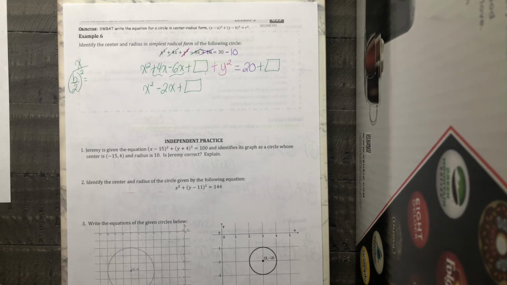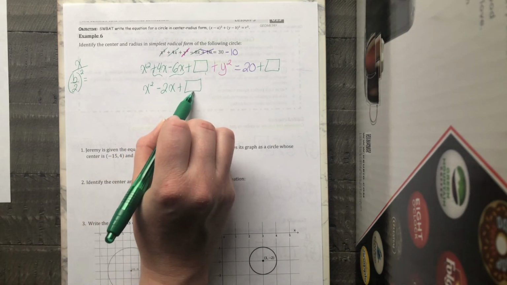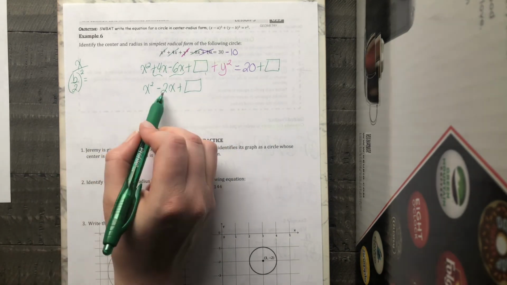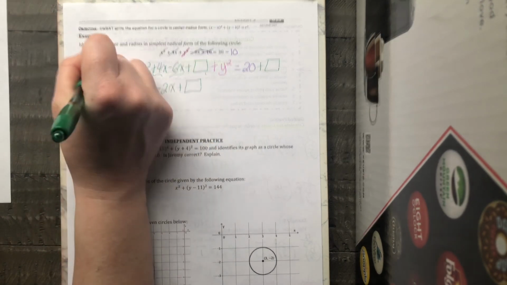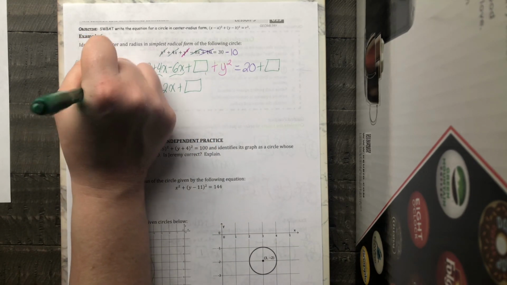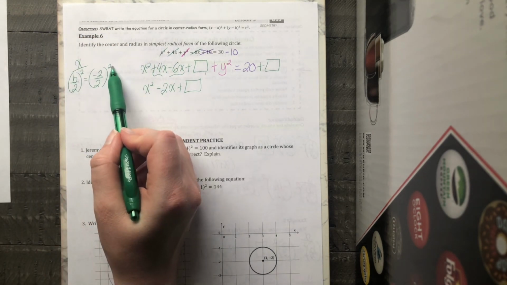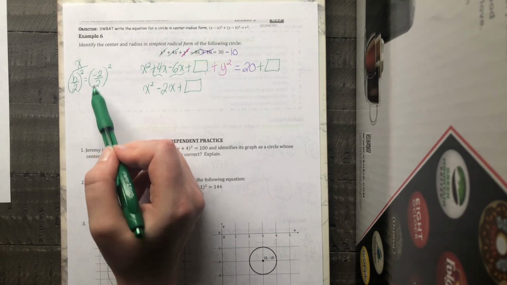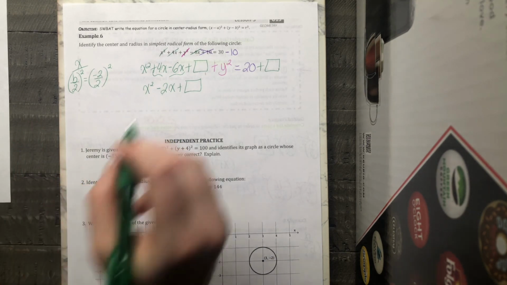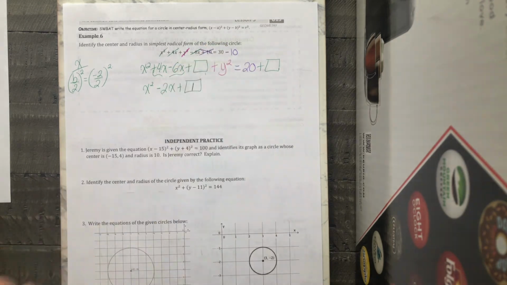All right, so now I'm going to figure out what this missing number is going to be. So my b value is negative 2. So I have negative 2 divided by 2, squared. So I'm going to half it and square it. So half of negative 2 is negative 1. Negative 1 squared is positive 1.